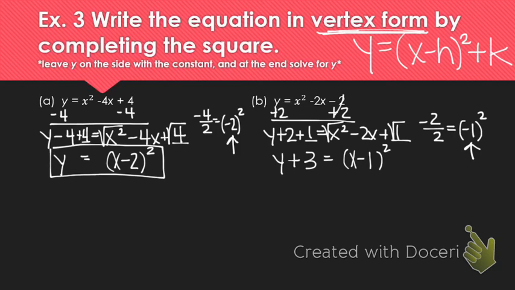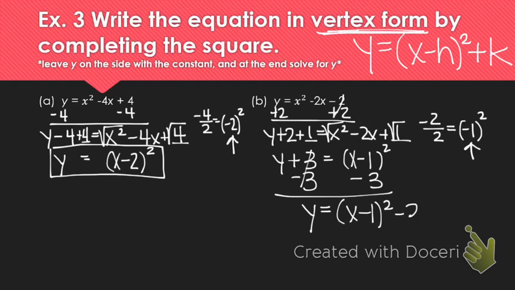So how do we get y by itself? Subtract 3. Can we combine x minus 1 squared and negative 3? No, they're not like terms, but which one has to come down first? The squared binomial or the constant? Good. It has to be in vertex form. So we bring down the x minus 1 squared, then the minus 3. This is vertex form, and that is your final answer. That is lesson 9.4.